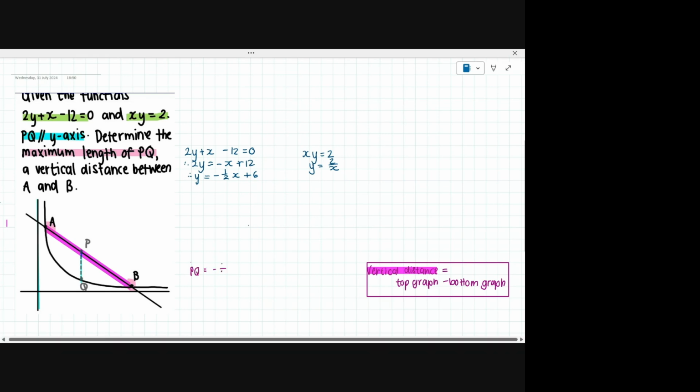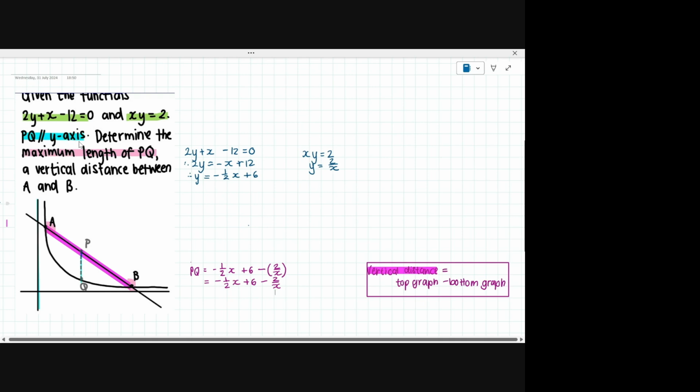So minus a half. Cool. It's clearly side plus 6 minus my hyperbola, which is 2 over x. Alrighty, so now we can get that expression: negative a half x plus 6 minus 2 over x. So that is my distance for PQ.